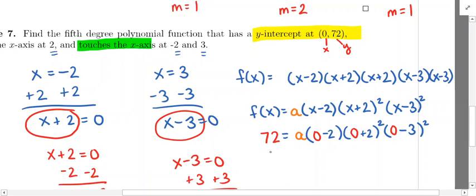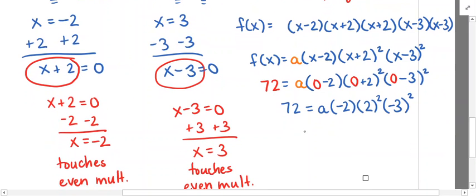So this is going to tell us that 72 is equal to a times 0 minus 2 is negative 2, and then 0 plus 2 is positive 2, but that's going to be squared, and then 0 minus 3 is going to be negative 3, but that negative 3 is going to be squared. So this is going to be 72 is equal to a times negative 2 times 2 times 2 times negative 3 times negative 3.